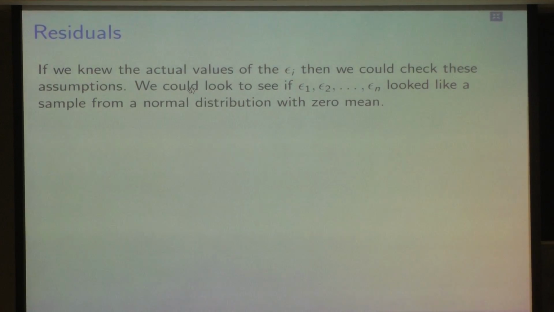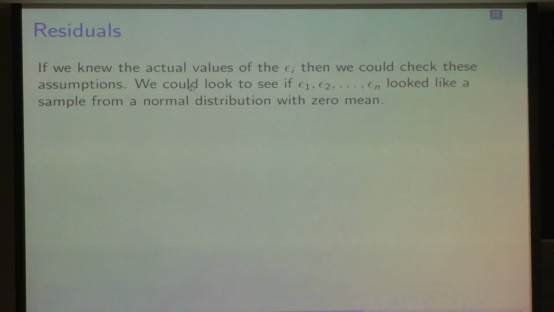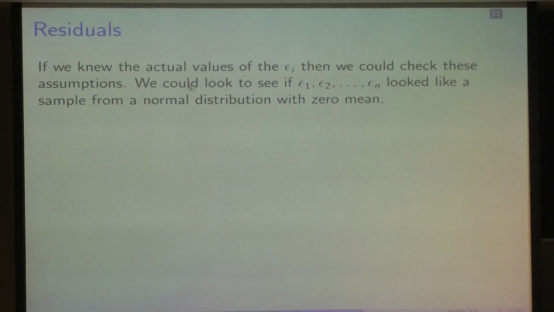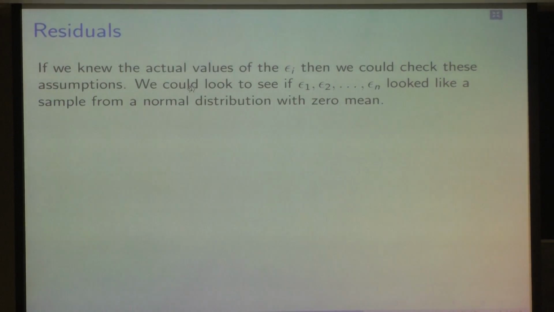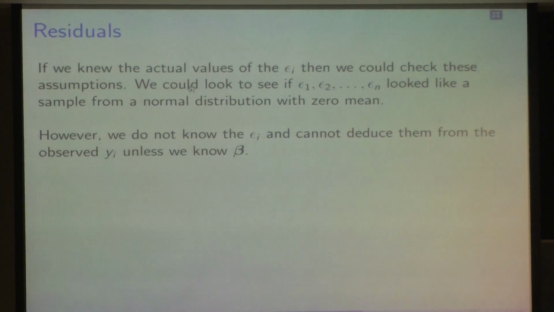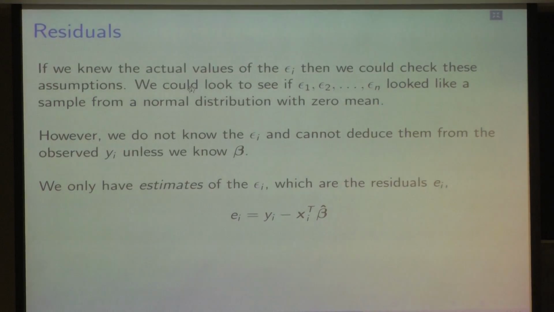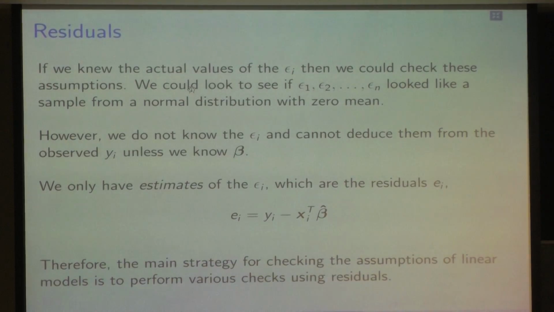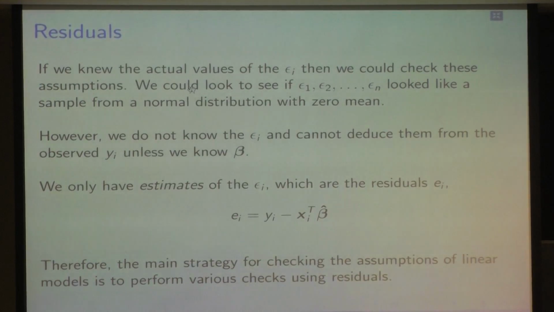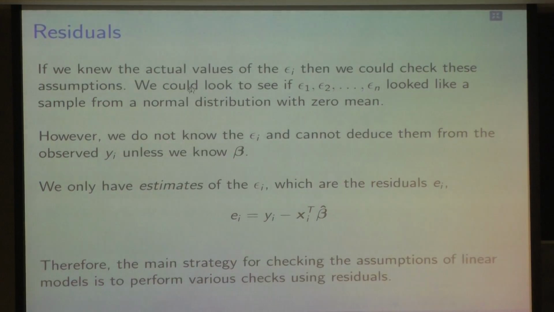Okay, so as I said, we don't have the actual values of the epsilon_i, because we don't have the true value of beta, we just have estimates of the betas, and hence we have the residuals, which are estimates of the epsilons. Okay, so we can't work with the actual epsilons, we have to work with the residuals, the e's, instead. Okay, so what we're going to be thinking about is checks using the residuals to see whether our assumptions appear to be satisfied.